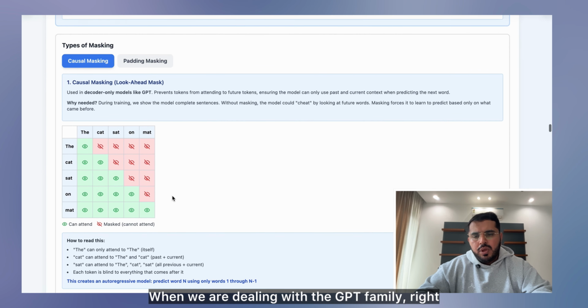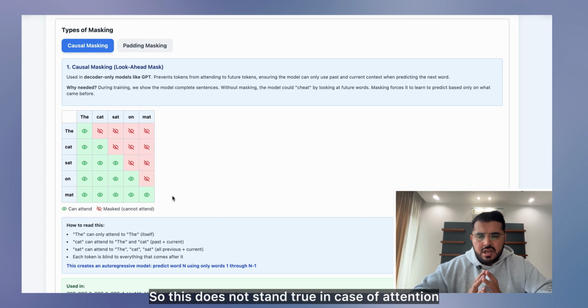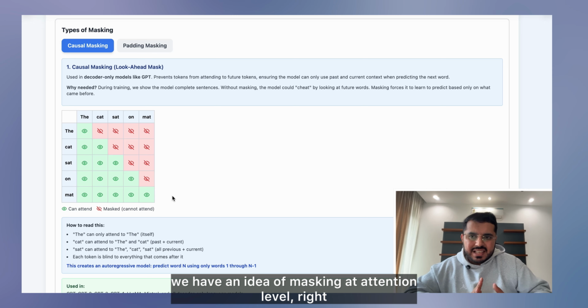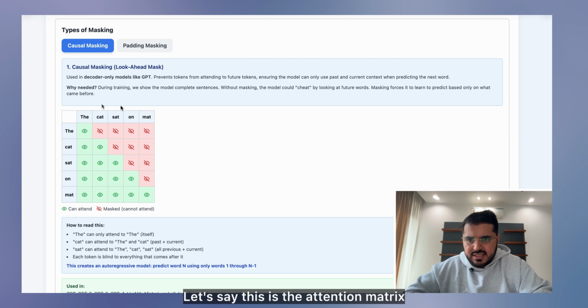When we are dealing with the GPT family, this does not hold true in the case of Attention Is All You Need. When we are dealing with the GPT family, we have an idea of masking at the attention level. The decoder-only models that belong to the GPT family do something like this. Let's say this is the attention matrix. They mask all the future tokens.